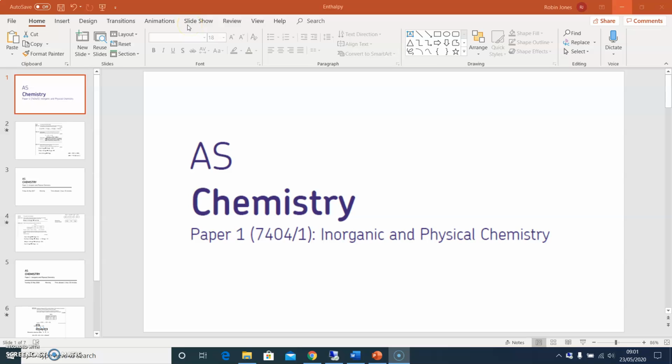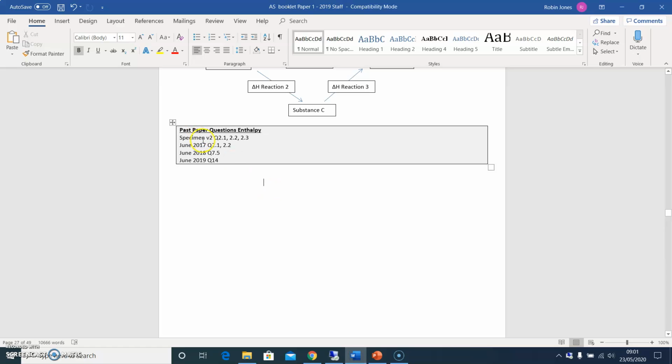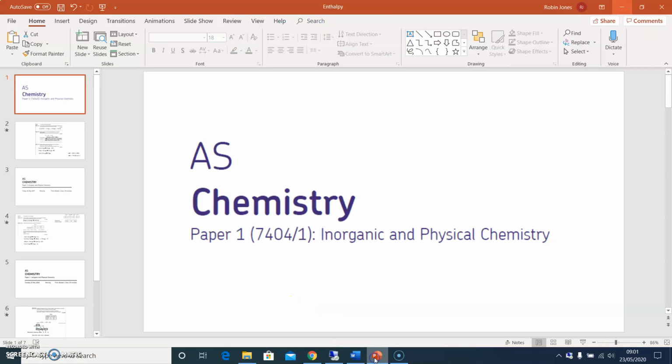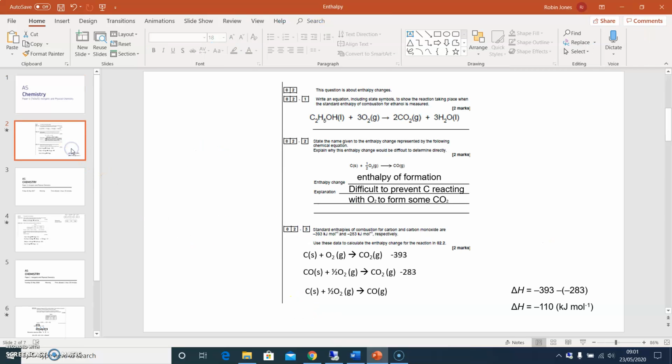Okay, let's have a look at this question then, which is paper 1. I think this is specimen 2. Specimen 2, question 2.1, 2.2 and 2.3. So I'm looking at question 2 on specimen 2 of paper 1. This question is about enthalpy changes.